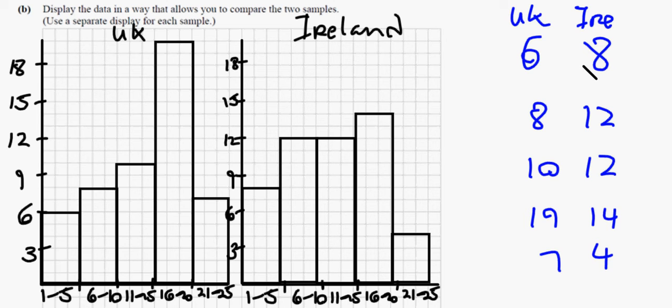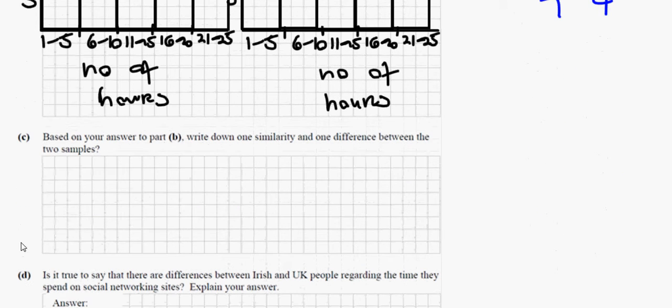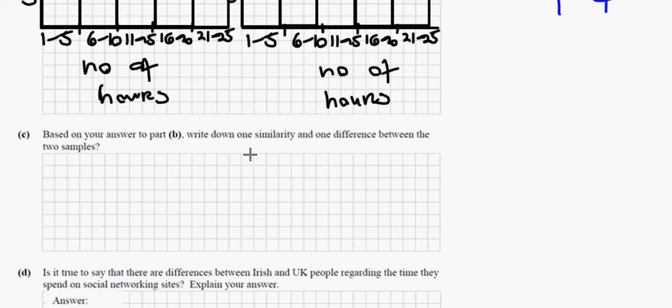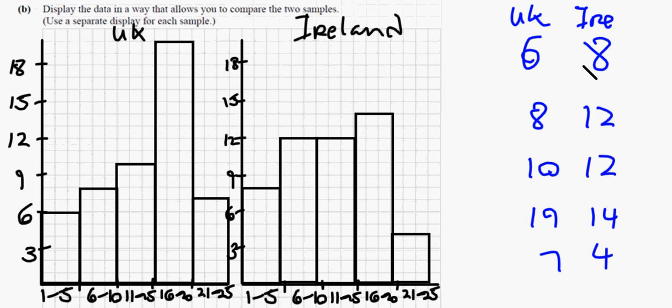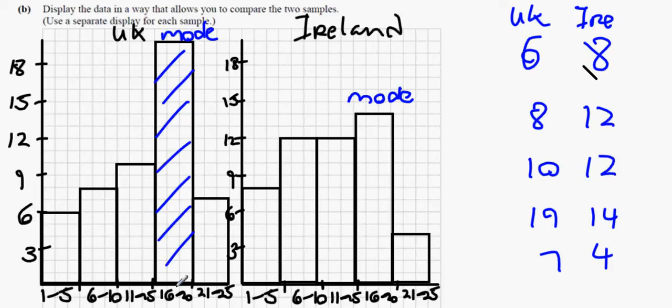Okay. Based on your answer in part B, write down one similarity and one difference between the two samples. Okay. They only have one mode. Now what a mode is, is the most common or the highest amount. So the mode is 16 to 20. Most students in Ireland and England tend to spend between 16 to 20 hours on the social networking sites. So they have the same mode of 16 to 20.